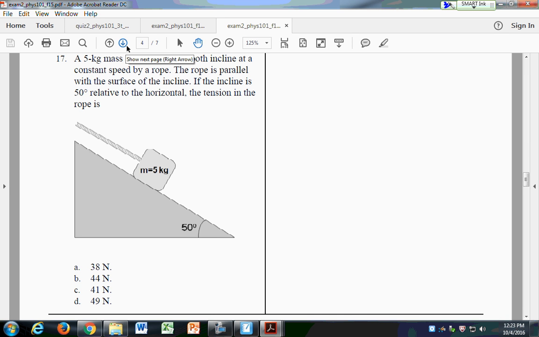I have a 5 kilogram mass on an incline. It's moving up at a constant speed. Whenever it says constant speed, you should think, zero acceleration. If the speed's not changing, that means it has zero acceleration. And I want to know what is the tension in the rope.